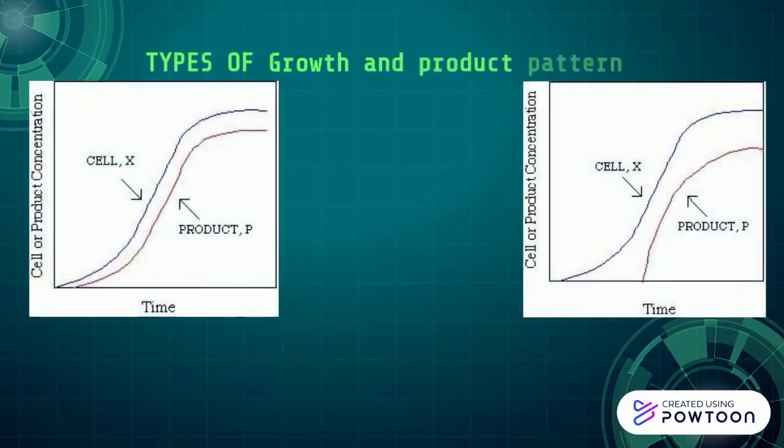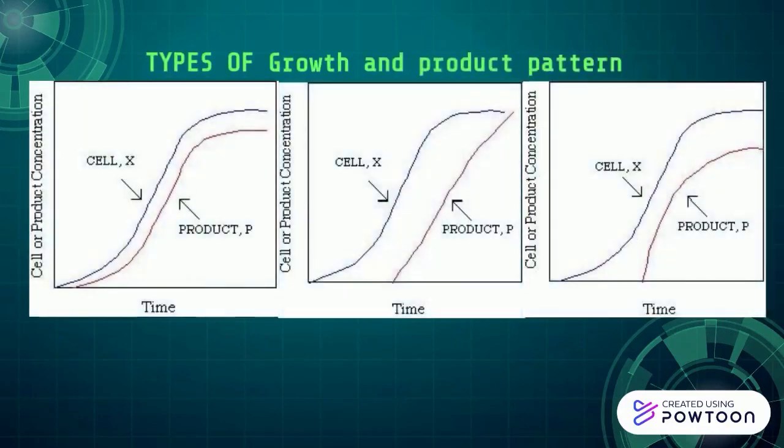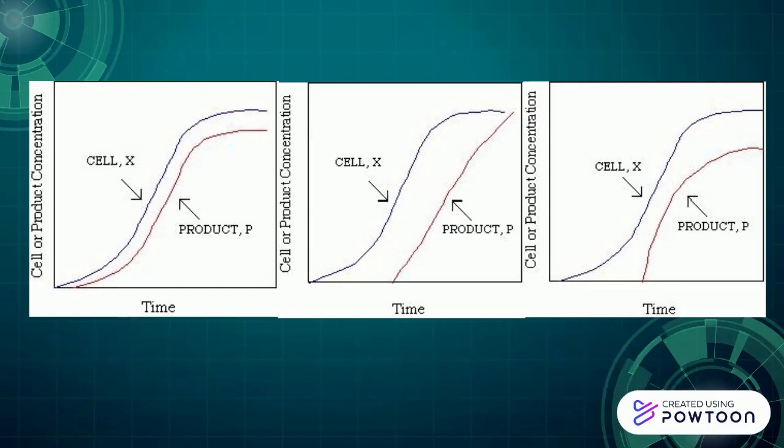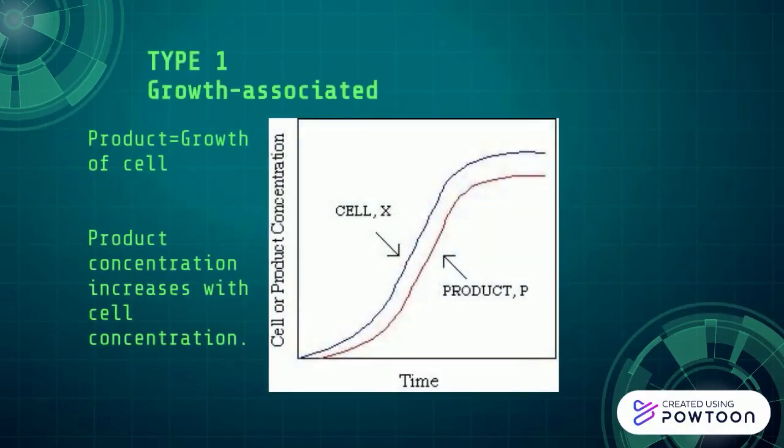There are basically 3 types of growth and product patterns: type 1, type 2, and type 3. Type 1 is growth associated. Type 2 is mixed growth associated, while type 3 is non-growth associated. First type is growth associated. It is when a product is formed simultaneously with cell growth. The product concentration increases with cell concentration. The specific rate of product formation is proportional to the specific growth rate. Some examples are constitutive enzymes and ethanol fermentation.